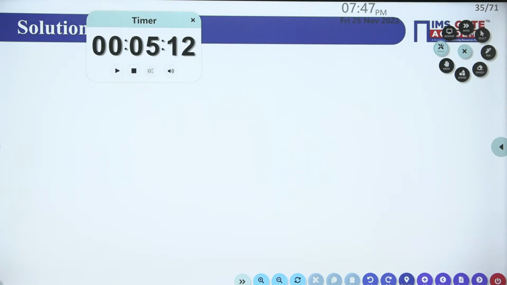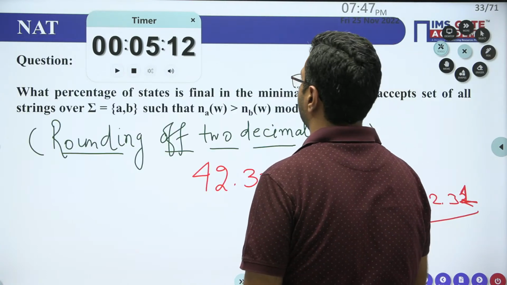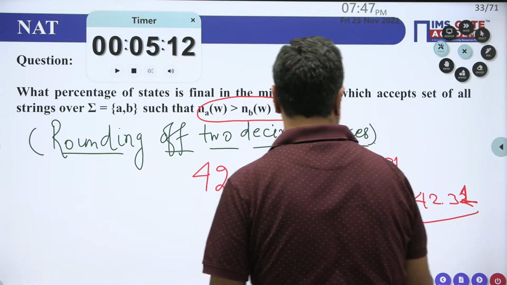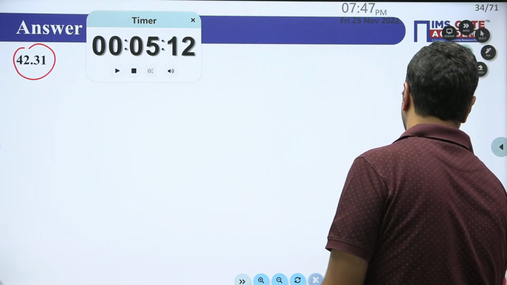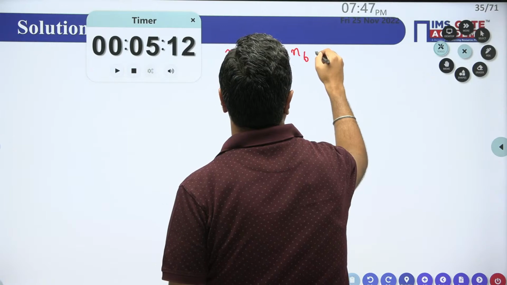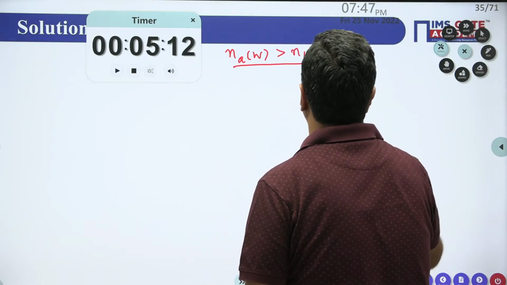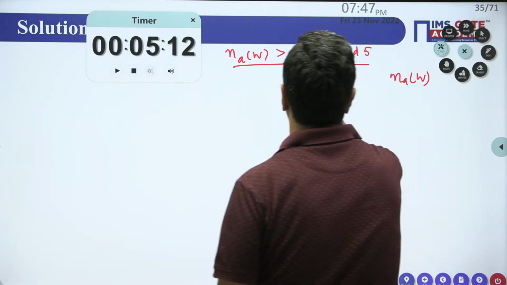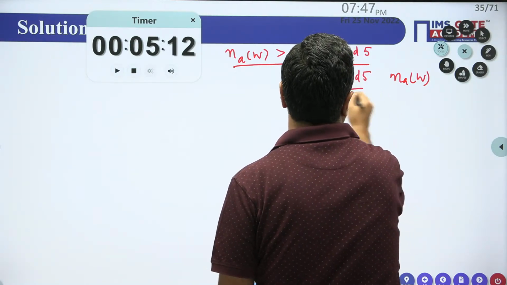So now let's see the possibilities for this. So what was the question? It was NAW greater than NBW mod 5. So let's see the possibilities in this example. Over here for NBW mod 5, again, I'll keep NAW over here and see what are the possibilities for NBW mod 5 to find out the final states, and then I'll see if I can reduce further.